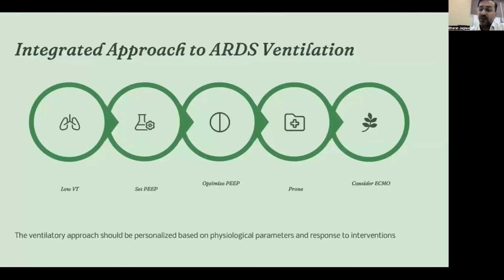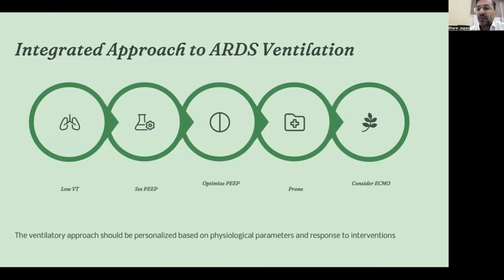So what did we study in the ARDS patient? First, we had to define the patient, to see if they fit the category of ARDS. We had to classify it into mild, moderate, and severe. Try non-invasive ventilation in mild to moderate cases. Monitor very closely. If the patient doesn't improve or worsens, go for invasive ventilation with a low tidal volume strategy with set, optimized PEEP.